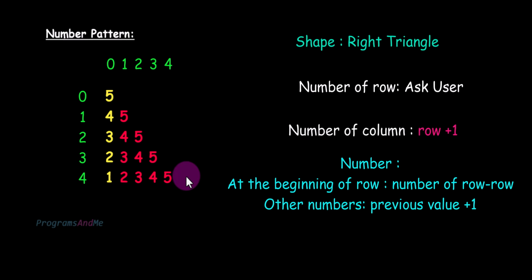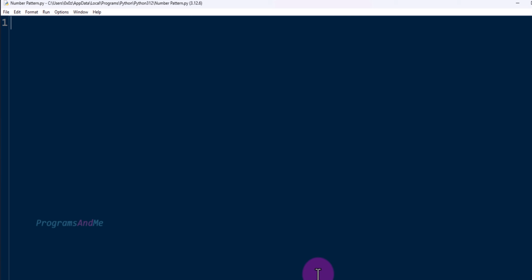Next, let's write the program. In the Python file, the first step in the pattern program is we need to ask the user to enter the input. Here the input is the number of rows. First take a variable. We'll use the input function. Here print a message.